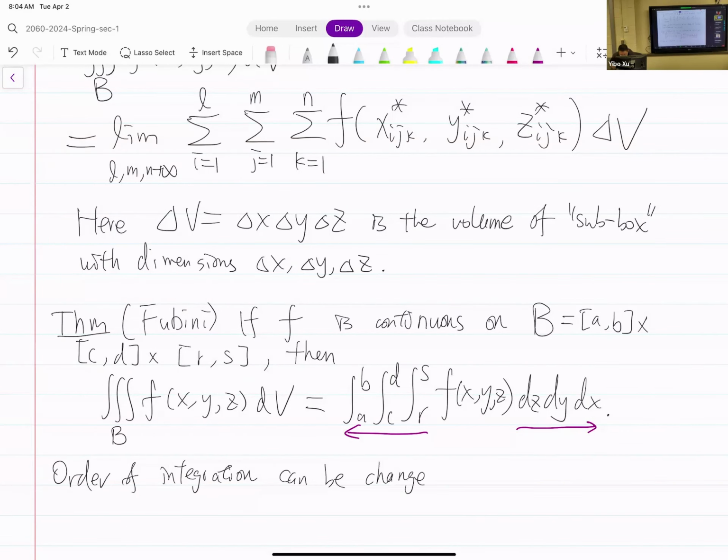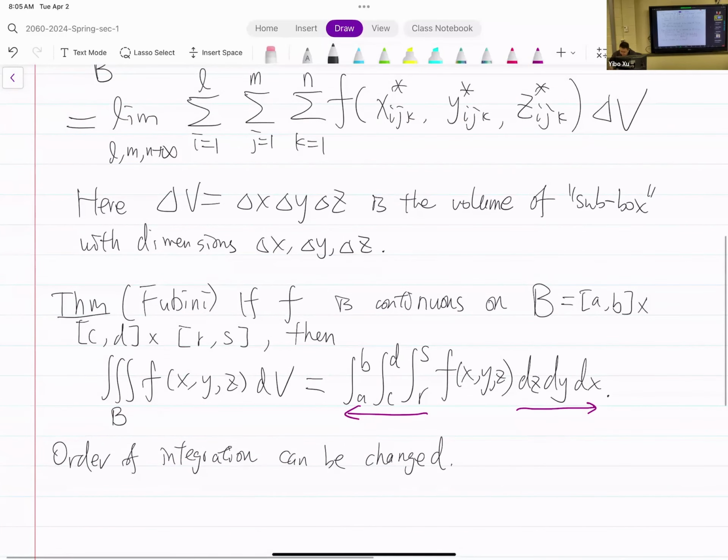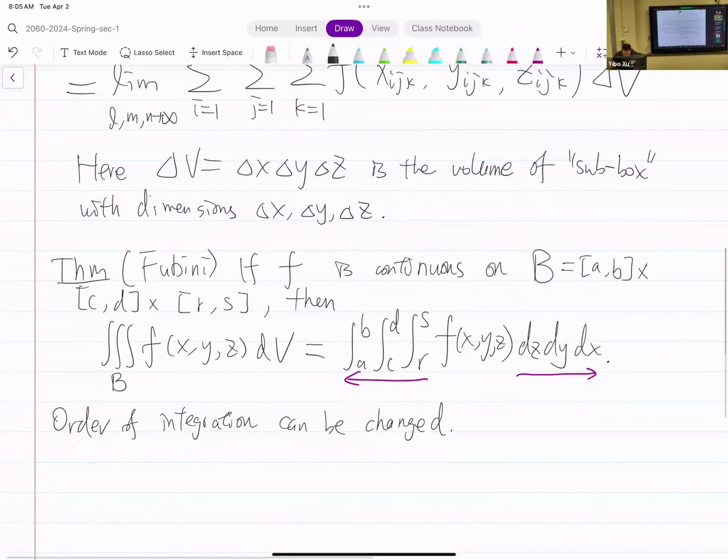As long as you do it right, there'll be six different orders. So here you see this is dz, dy, dx. If you have z at the front, you can interchange x and y. It's going to be dz, dx, dy, and those are 2. And then if you let dx lead, there will be another 2. If you let dy lead, there will be another 2. So there will be 6 possibilities in total.